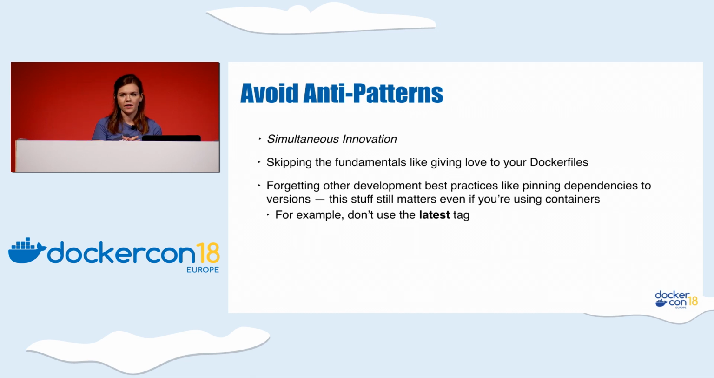One last point about optimizing images, or maybe even trying to over-optimize them, is to avoid anti-patterns when you're going through this process. Simultaneous innovation is a term I like to use to describe, for example, trying to optimize your images and also learn how to use databases and containers at the same time. The more stuff you're trying to do and change, the more risk you're introducing and the more likely you're going to run into some issues and maybe even have that project fail. So pick one thing, figure out how to do it, and then move on to the next one.